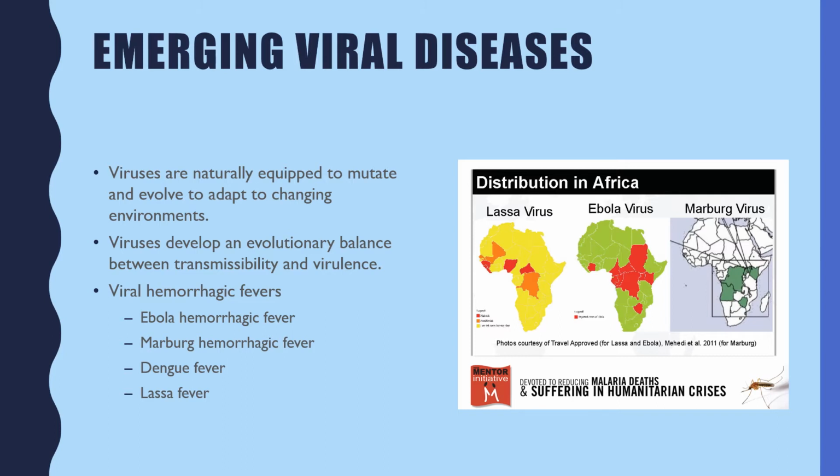Can also lead to leukopenia or thrombocytopenia, loss of appetite, abdominal pain, vomiting, and hypotension. Hypovolemic shock can also occur because the plasma starts to leak through the vessel walls. And there is a 50% mortality rate with all cases of dengue fever. And then Lassa fever.